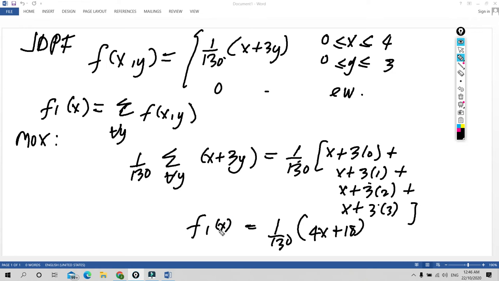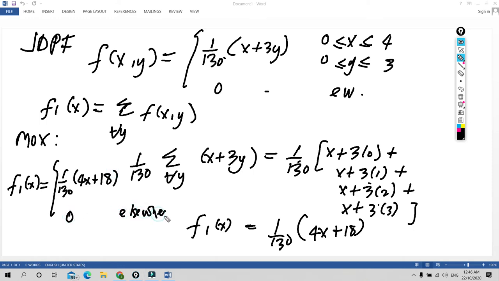This must be written properly. So you can write f sub 1 of x equal to 1 over 130 times (4x plus 18), 0 elsewhere. And then here you have to write in terms of the value of x.